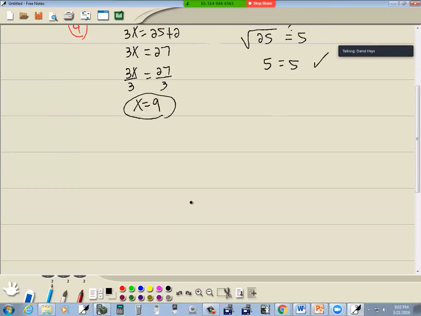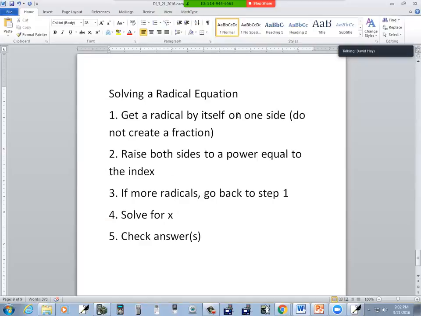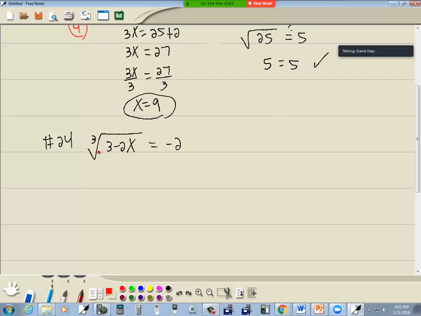Let's take a look at number 24. We've got the cube root of 3 minus 2x equals negative 2. Step 1, get a radical by itself on one side. This is by itself. There's nothing in front of it. There's nothing after it. We just got the cube root by itself on this side.